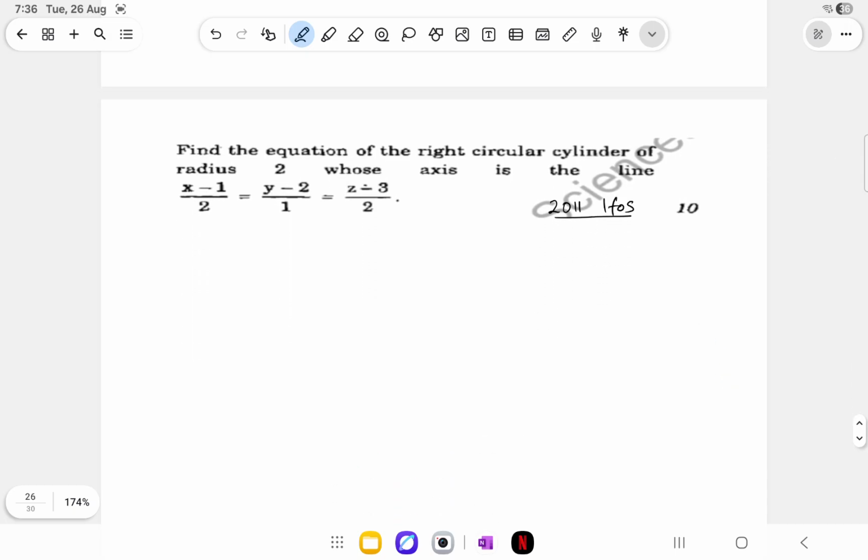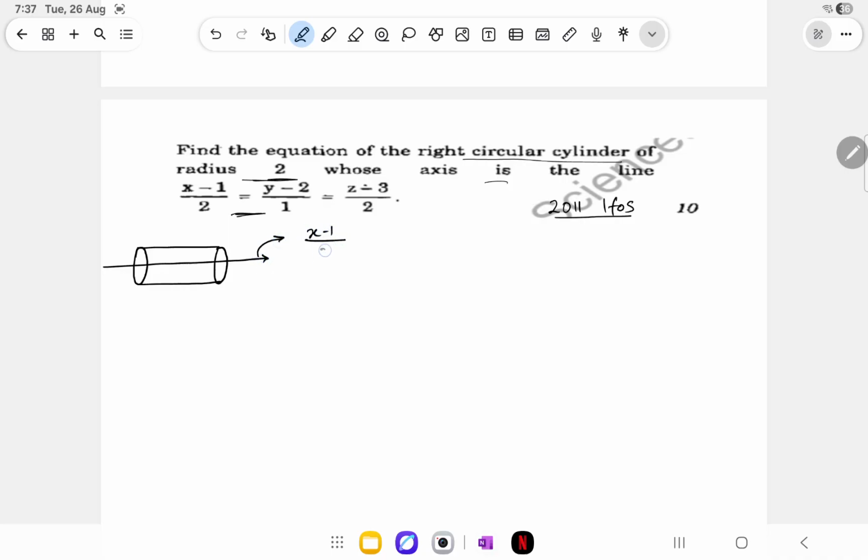So the next question says that find the equation of right circular cylinder of radius 2 whose axis is this line. So let's say this is my cylinder and this is my axis. So the axis is basically x minus 1 by 2 is equal to y minus 2 by 1 is equal to z minus 3 by 2. So this is my axis. Further it says that the radius of cylinder is 2.